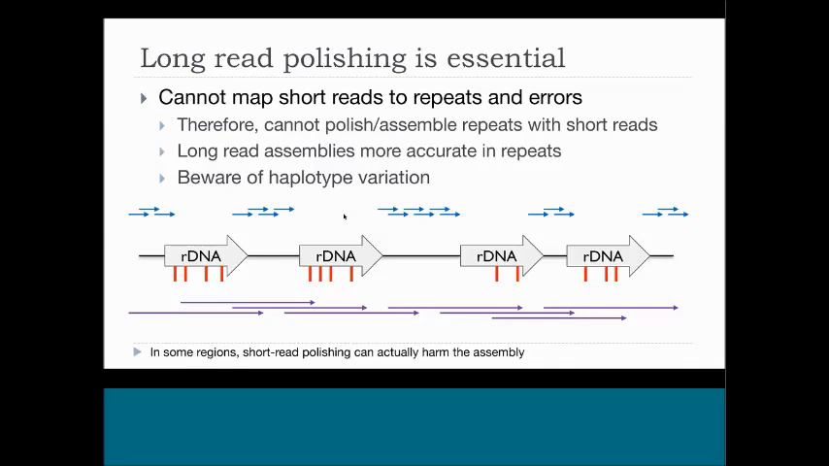The key point here is that you have to be aware of the haplotype variation. If you're trying to map diploid reads to a haploid assembly, that in itself will introduce errors. A lot of times, if you see indel error in a PacBio assembly, it's because the polishing hasn't been done in a haplotype-aware manner.